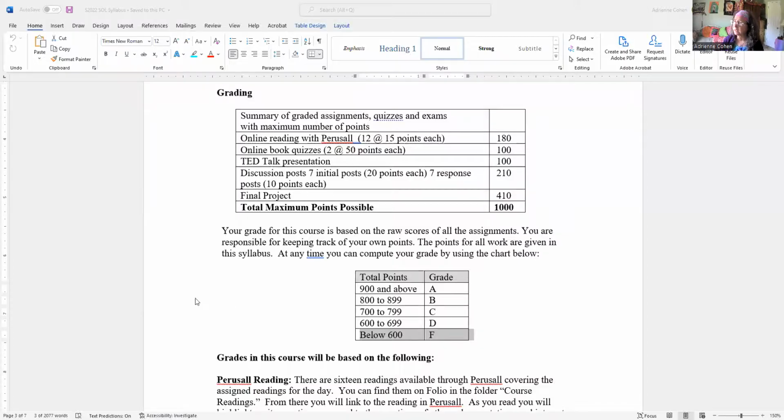I wanted to start by just showing you all the grading system for the class in the syllabus. So let me get in there. So this is the grading for the course. And what you see is that for your Perusals, there were 16 readings, or there are 16 readings. Only the top 12 scores will count.